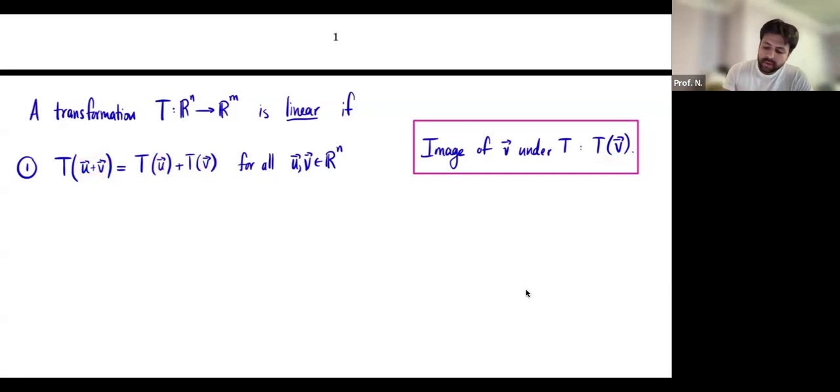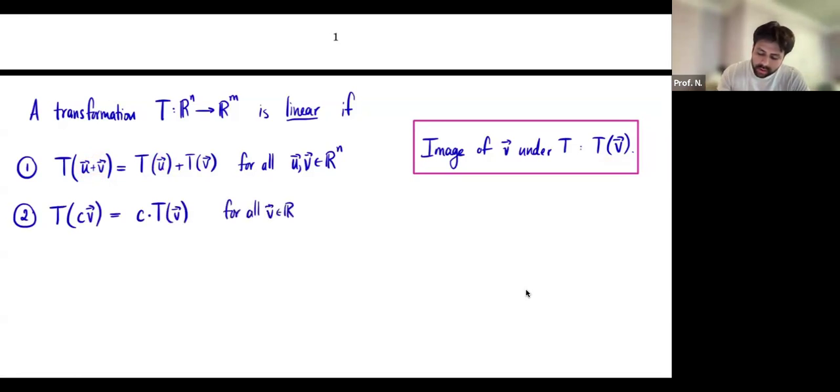Okay, so that's the first property. The second property that must hold is that when you take T of CV, where C is a scalar, it's equal to C times T of V. This is for all V in R^n and any C in R. So C is a scalar again.